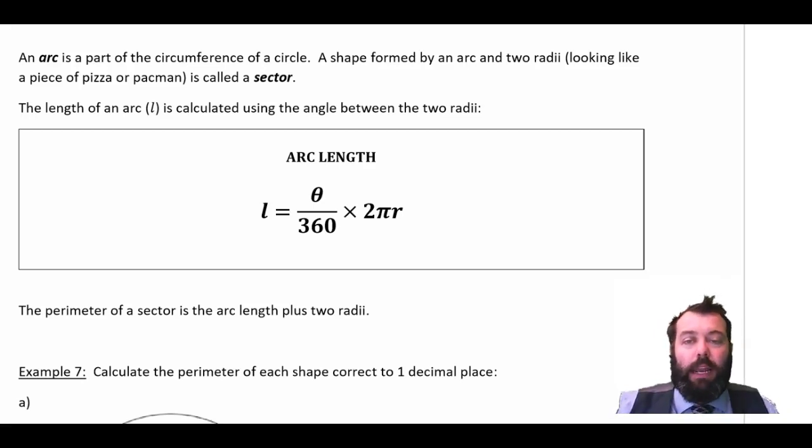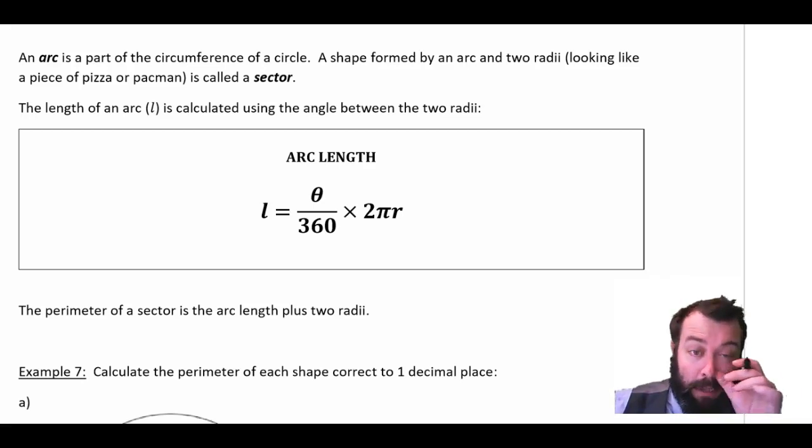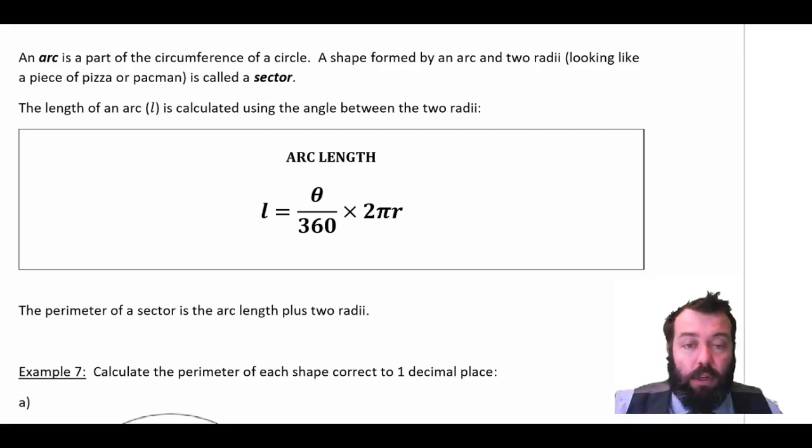Now, the length of an arc, how long is that thing? Well, it's some fraction of the circumference. Now, I find the angle between the 2 radii, right? That's called my central angle, right? I find that angle there, I divide it by 360. That's what fraction of the full circumference we're dealing with here.